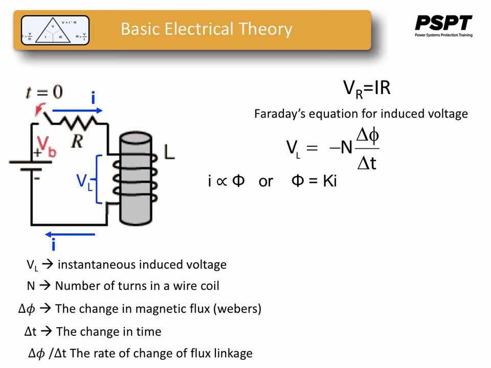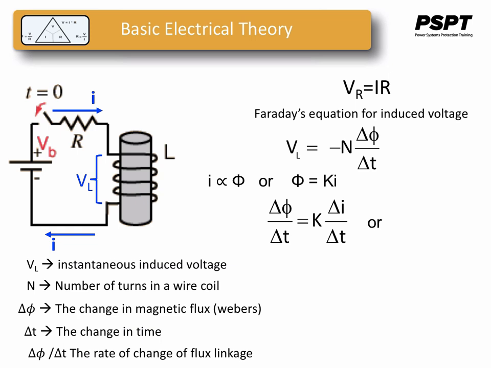Since the flux is changing over a period of time, delta t, then I will also be changing over a period of time. Therefore, delta phi over delta t, we can say, is equal to k times delta I all over delta t.